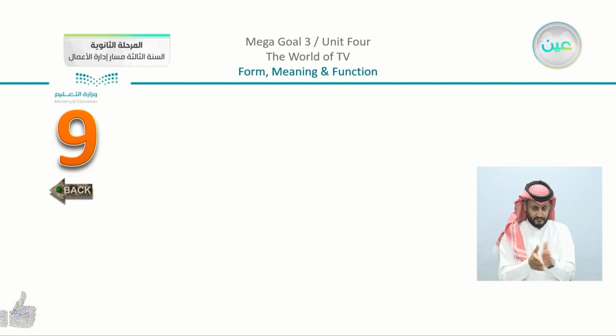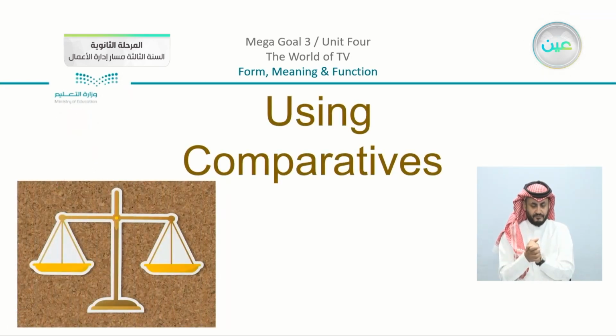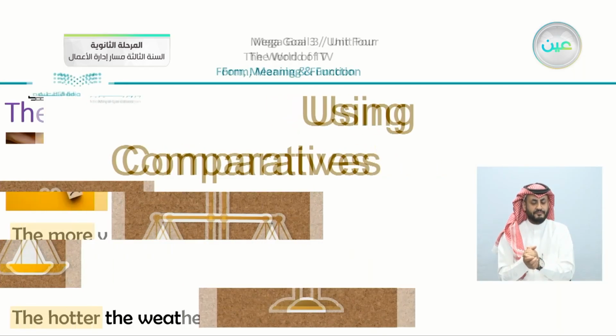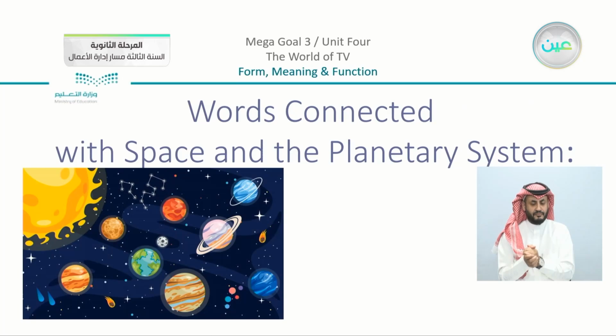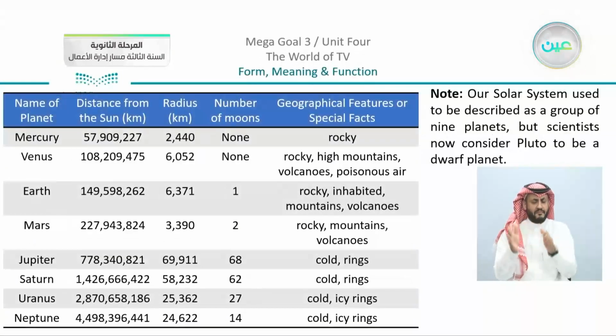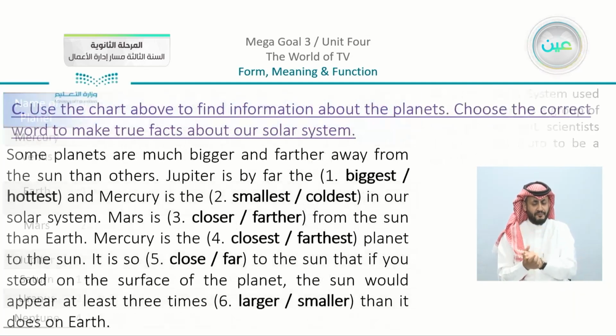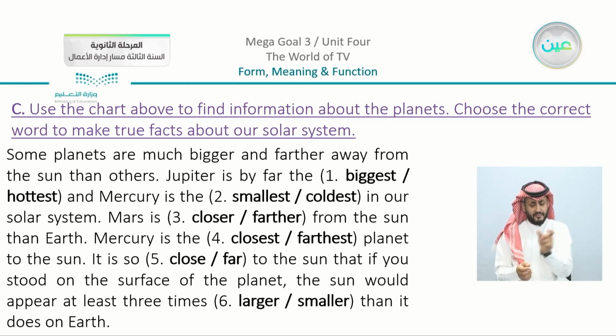Now moving on, we are going to use comparatives. So what's new here? We have words connected with space and the planetary system. If we remember, we have the table, as we mentioned. Now, in your book, we have here C, use the chart above to find information about the planets. Choose the correct word to make true facts about our solar system.